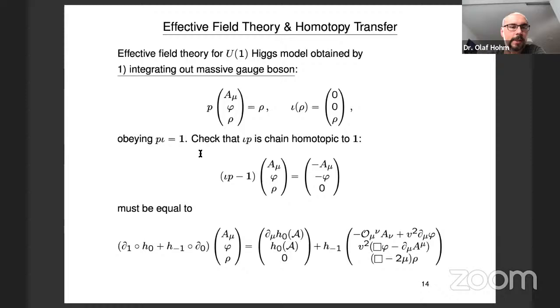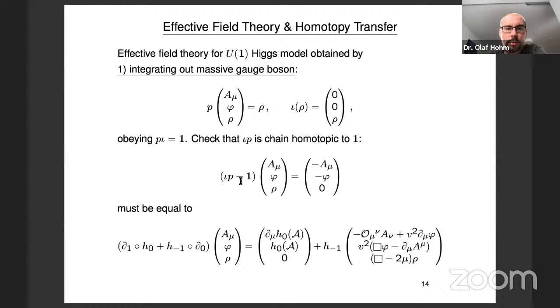But the interesting thing is what happens if you go the other way. If you do iota P, you first project, and then you go back via the inclusion, and you have to check that this is chain homotopic to one. So let's compute the difference of iota P and one. P, of course, just kills A and phi, so you get zero, but then you take minus one, so you get minus A mu, minus phi. And on rho, nothing happens, so if you take the difference there, you get zero.